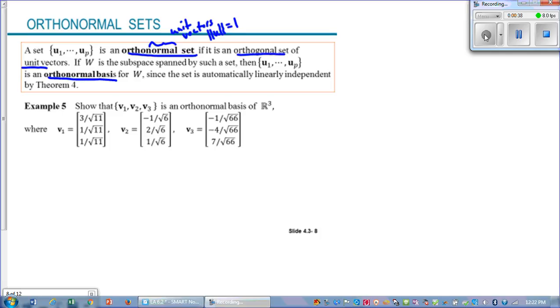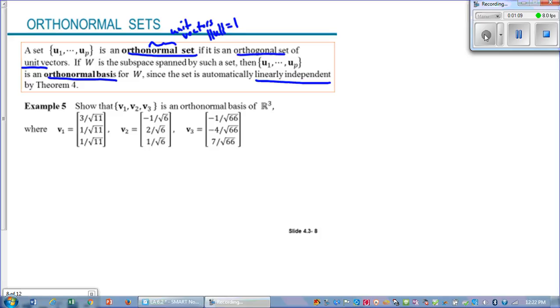Because we already know that if it's a set of orthogonal vectors, they're automatically linearly independent. So they would be a linearly independent set that spans the subspace, and so it's an orthonormal basis. Okay, so we want to show that this set is an orthonormal basis for R3. To be a basis, it has to span the entire space, and so if these three vectors are linearly independent or orthogonal, then they would be automatically a basis for R3.